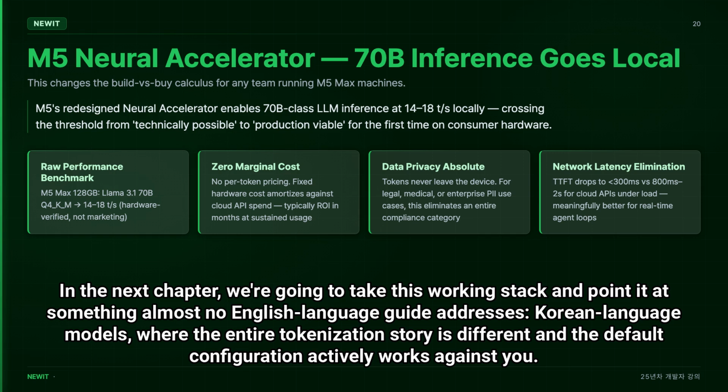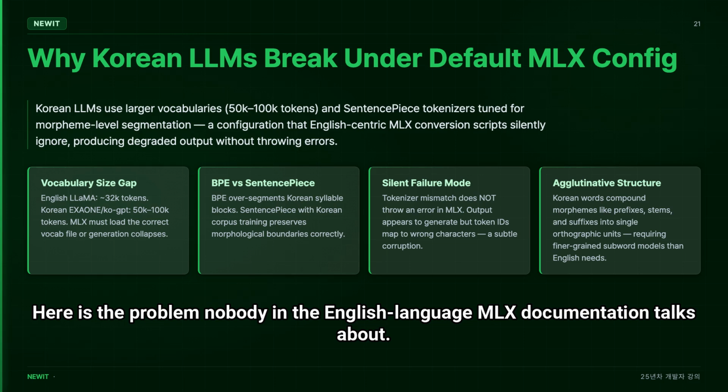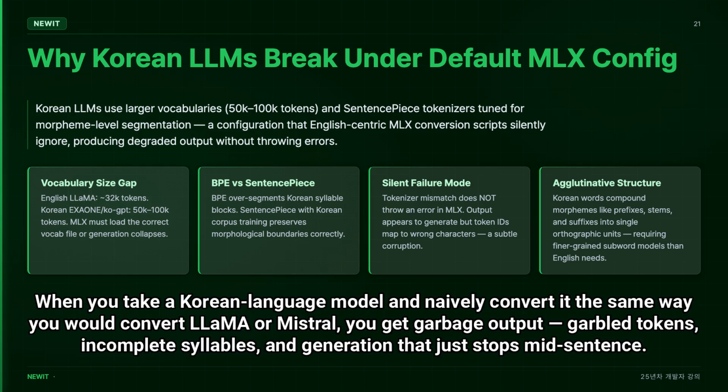In the next chapter, we're going to take this working stack and point it at something almost no English-language guide addresses: Korean language models, where the entire tokenization story is different, and the default configuration actively works against you. Here is the problem nobody in the English-language MLX documentation talks about. When you take a Korean language model and naively convert it the same way you would convert Llama or Mistral, you get garbage output: garbled tokens, incomplete syllables, and generation that just stops mid-sentence.